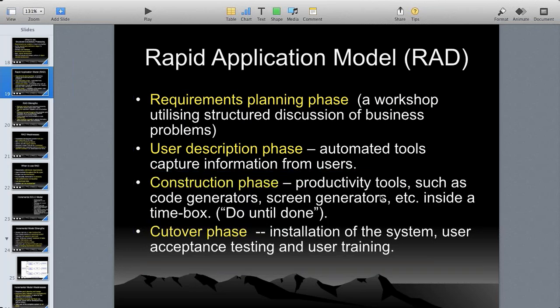What do you mean by tools such as code generators, screen generators, designing tools, programming tools? We use them. The programmer writes the code, right? Yeah.